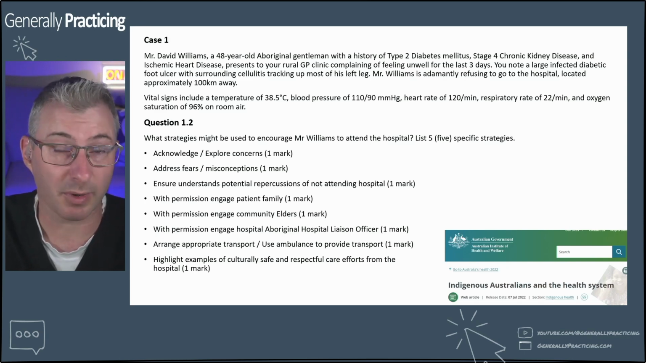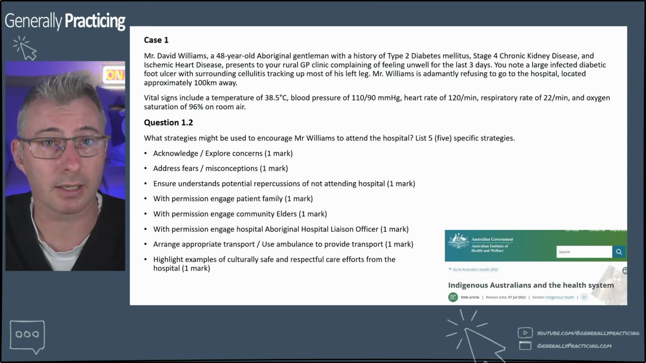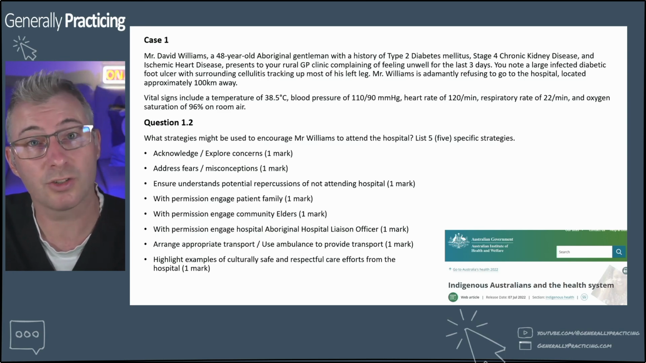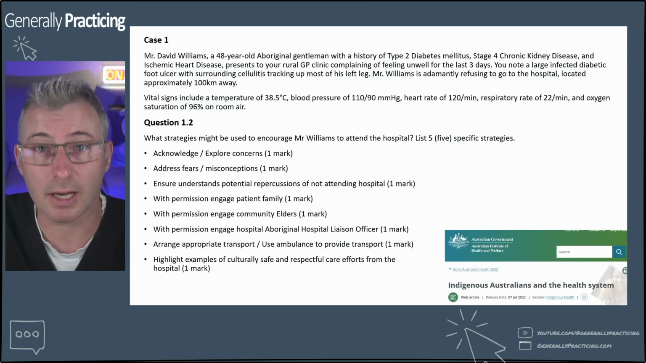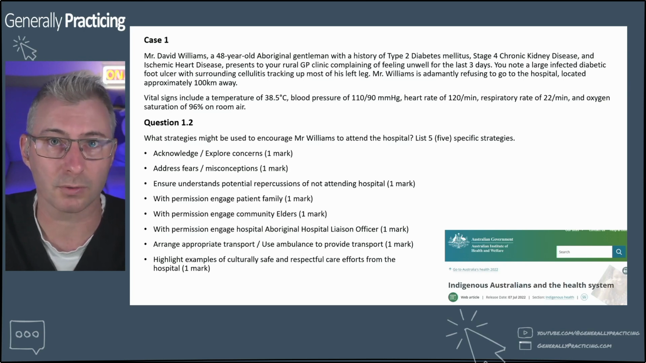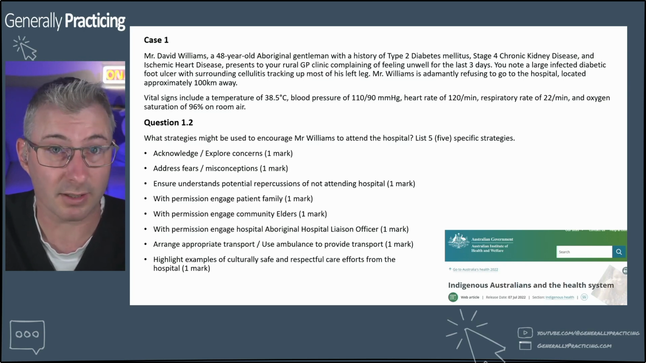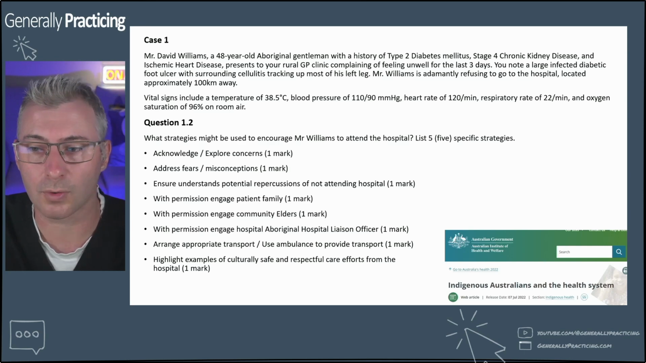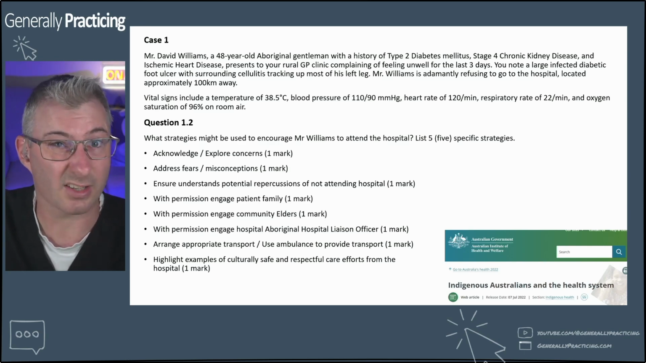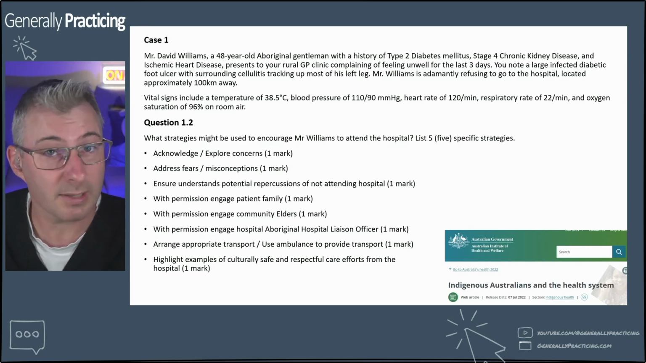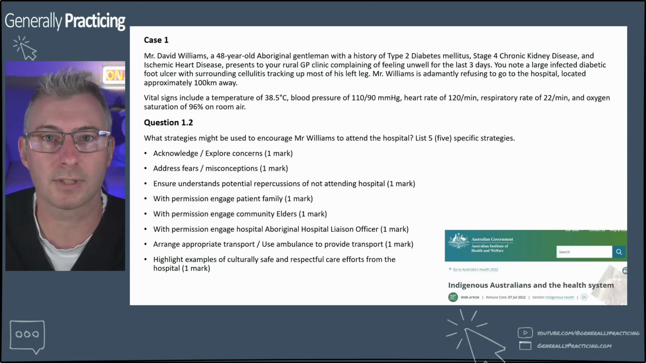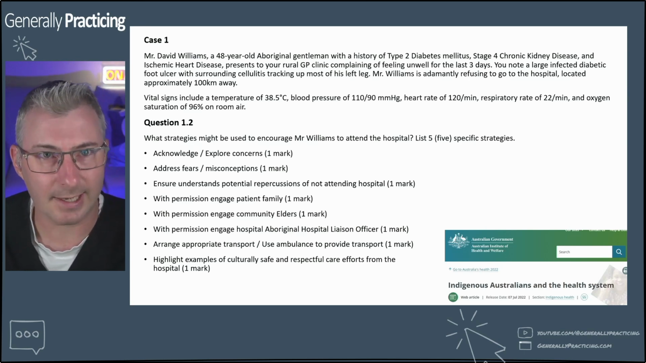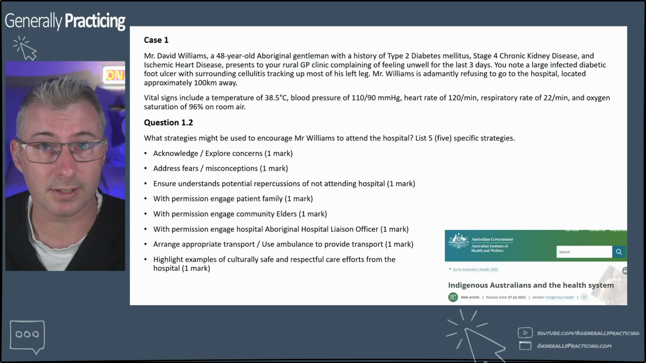Tied into any time where we're talking about patients making informed consent would be ensuring that they understand the potential repercussions of not attending the hospital, because sometimes people may not realise quite how unwell they are. Letting them know, hey, look, this is actually something that's quite dangerous to be trying to manage in the community may be enough to kind of tip people over. Probably not in this case, but still would definitely be worth a mark on the exam.